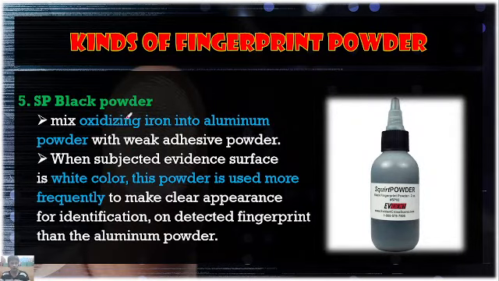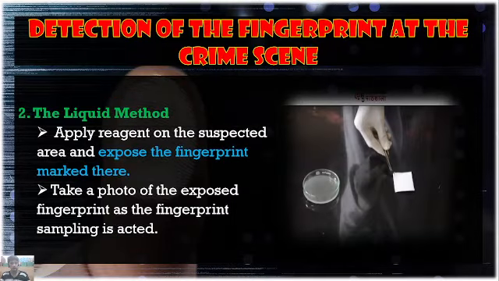Then next to that we have the SP black powder. Black powder is actually a mixture of oxidizing iron and aluminum powder, but it has a weak adhesive power as well. It says here that when the evidence surface is white in color, the powder is used more frequently, because it produces a clearer appearance than the other black powder. So that is for SP black powder. It has a better appearance, however its adhesiveness is weak as well. It has a clear appearance, as with aluminum powder. Okay, so those are the 5 kinds of fingerprint powder.